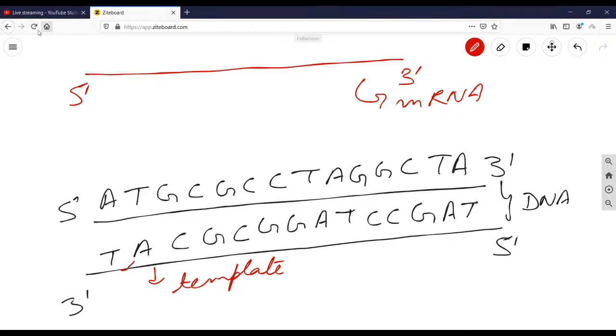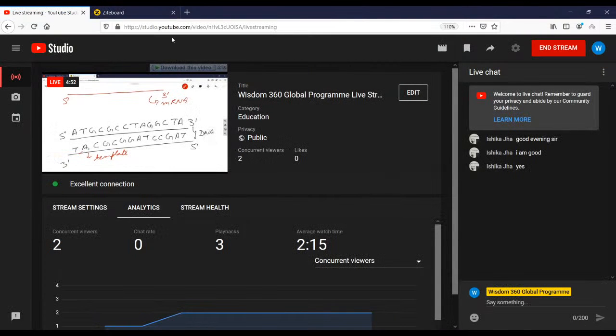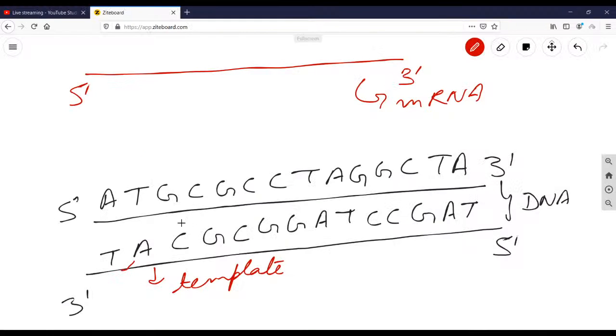One more thing. You must have wondered sometimes why I write 5 to 3 prime, 3 to 5 prime. Why are they not parallel? Why are both the strands anti-parallel? The reason is, when you go for parallel, suppose both the strands are 5 to 3 prime. This is a valid question. Suppose let's make this. Why is DNA not like this? Why are both the strands anti-parallel to each other?